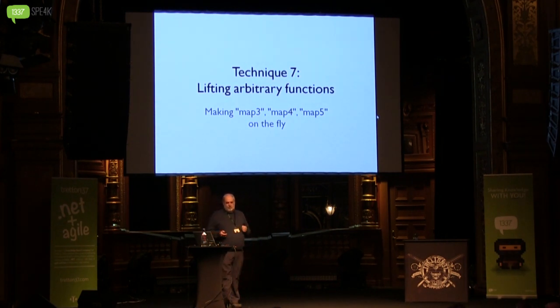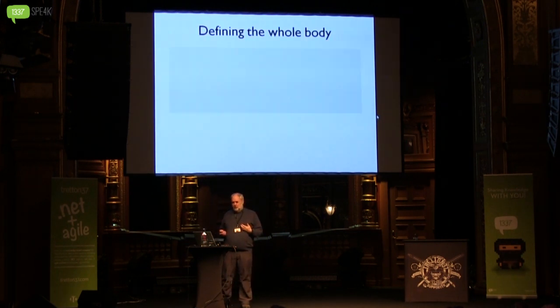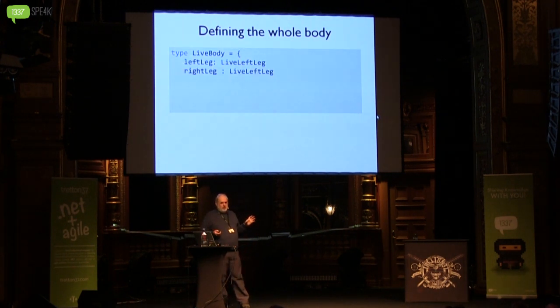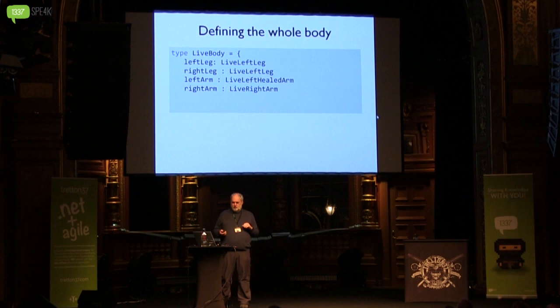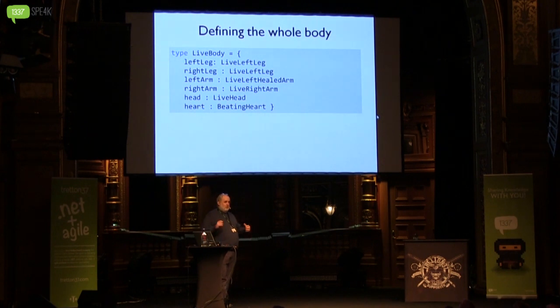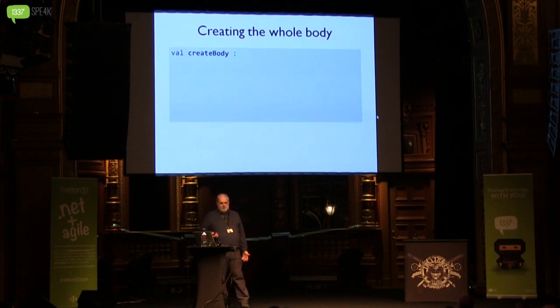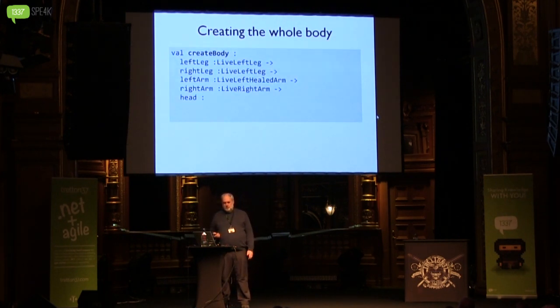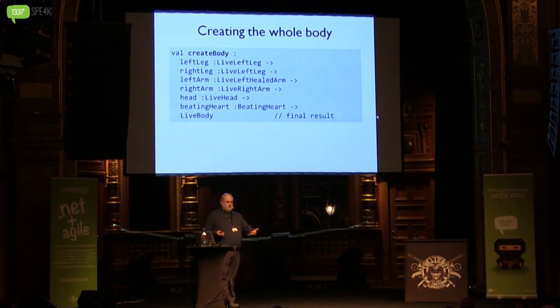And finally, we can take this technique and apply it to all sorts of things. So sometimes you have a 3-parameter function that you need to move up, or a 4-parameter function you need to move up. And rather than having to write special map 3 and map 4 and map 5, there's a really nice technique which I'll just show you quickly. So let's say that we have our complete body, and the body has 2 left legs for some strange reason, and it has a left arm and a right arm and a head and a heart. Okay, so this is our body definition. There's 6 pieces. And we're going to have some function that creates a body, and it's going to have 6 parameters, and finally it spits out a live body.